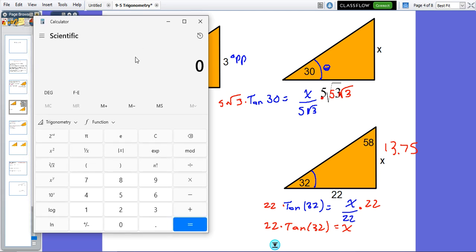You do 5 radical 3, make sure you close your parentheses, then hit times tangent 30. And this should give you the right answer. It should be a whole number if you do it correctly. On my calculator here, you do it kind of backwards. So you do 30, and then you do the tangent of that. All right, so you should get a decimal 0.55. And then I'm going to take that times 5 radical 3. So I'm going to do first 5, so times 5, and then times radical 3.